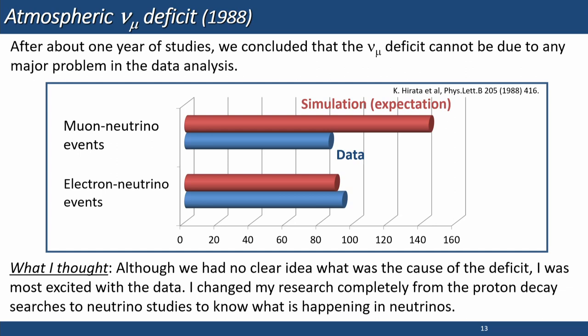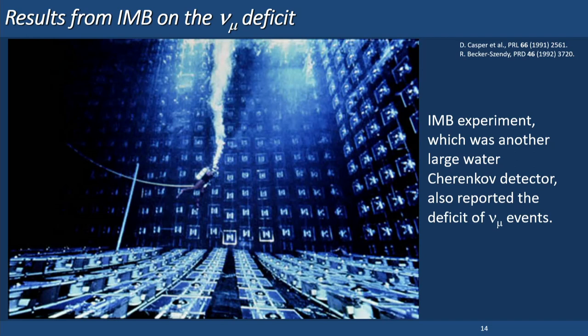Well, when we published this data in 1988, no other experiment gave supporting data. And finally, after 3 years, the IMB experiment, that was another large water Cherenkov detector, also reported the deficit of muon neutrino events. And after that, I think the community people became more serious about the possible deficit of muon neutrino events. Anyway, I have to say at that point, still, we did not know what was the cause of the deficit.